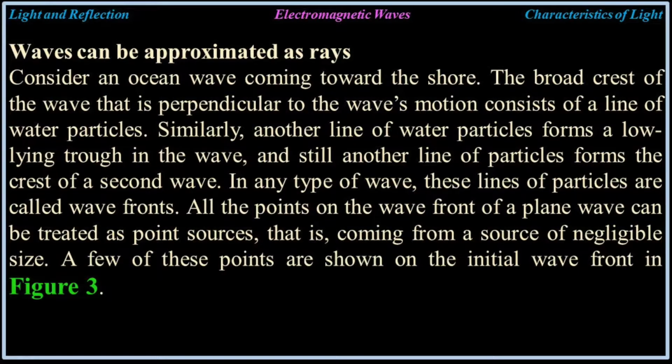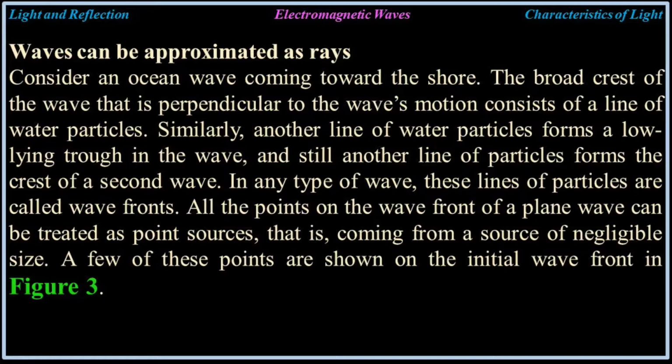Waves can be approximated as rays. Consider an ocean wave coming towards the shore. The broad crest of the wave that is perpendicular to the wave's motion consists of a line of water particles. Similarly, another line of water particles forms a low-lying trough in the wave, and still another line of particles forms the crest of the second wave. In any type of wave, these lines of particles are called wave fronts.